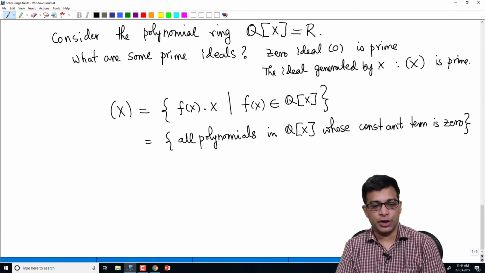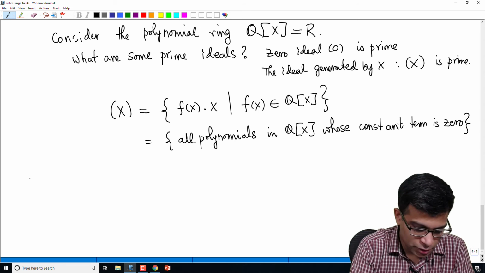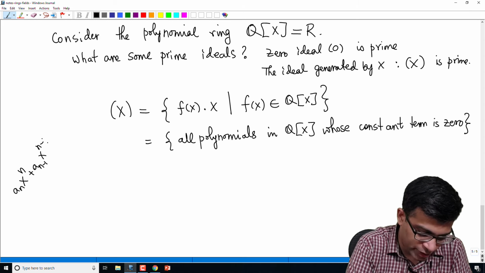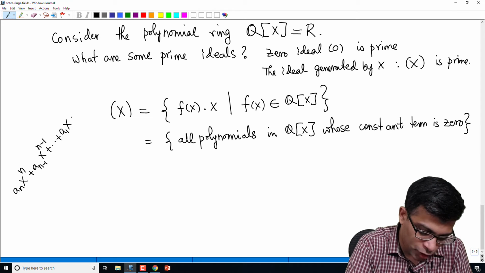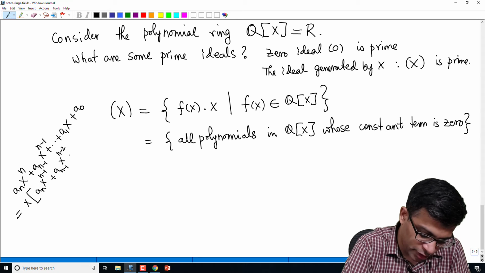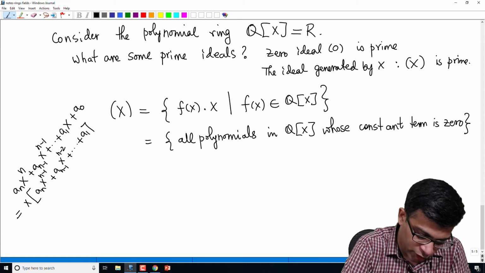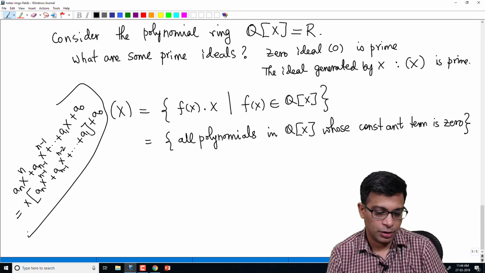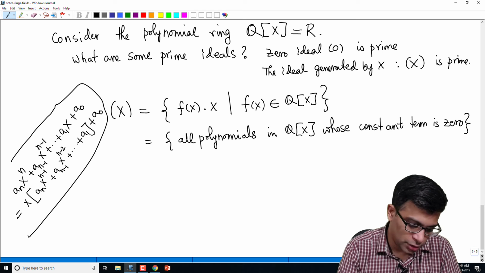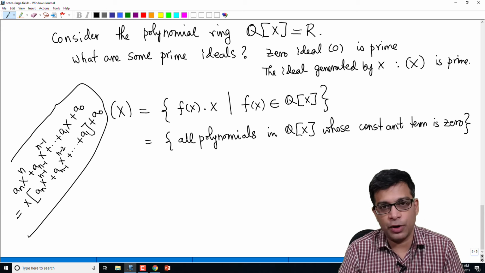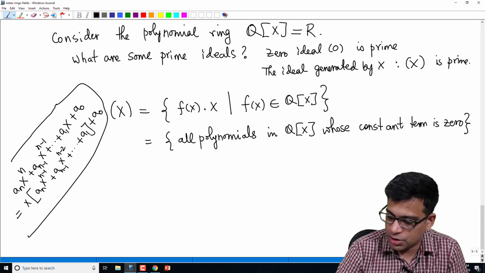And if the constant term is 0, it is a multiple of x. Remember, a polynomial looks like this: a_n x^n + a_{n-1} x^{n-1} + ... + a_1 x + a_0, right? We can write this as x times (a_n x^{n-1} + a_{n-1} x^{n-2} + ... + a_1), but you have to keep a_0 separately because a_0 has no factor of x, so you can't factor out x from that. So if a_0 is 0, it's a multiple of x. If it's a multiple of x, a_0 is 0. So the constant term is 0.